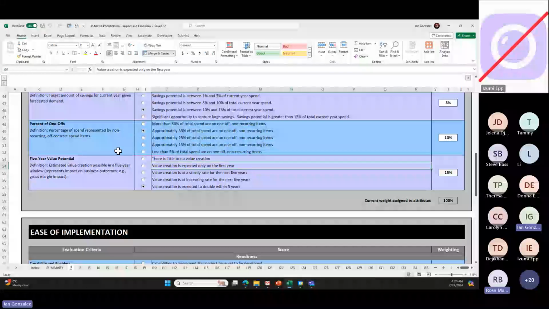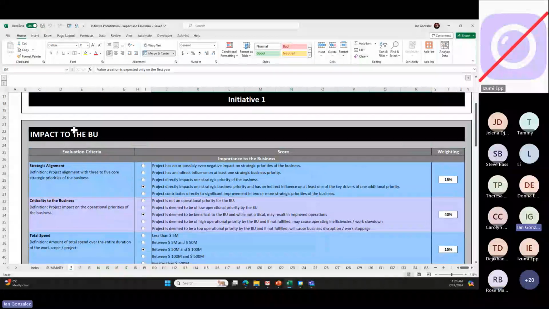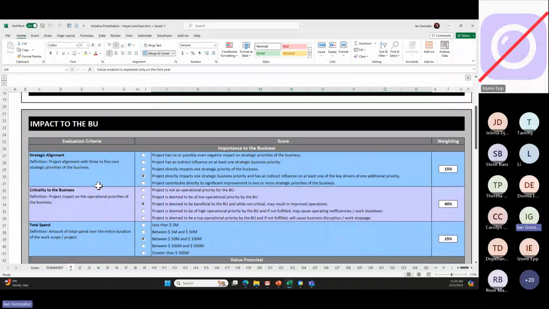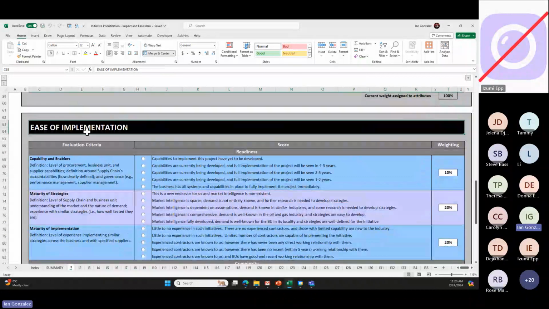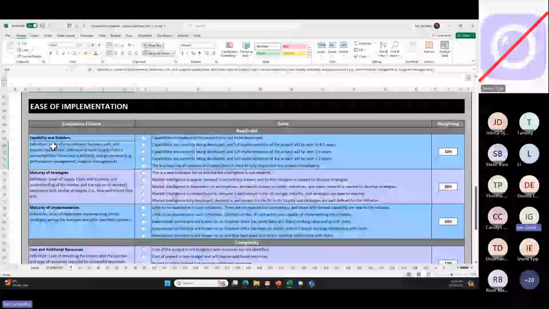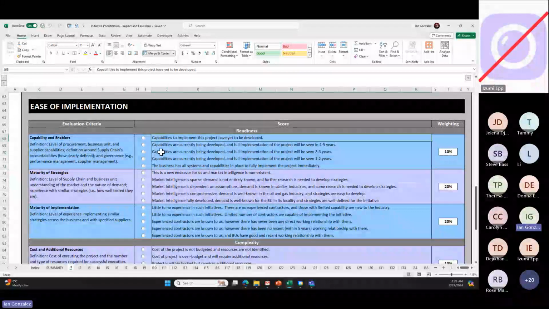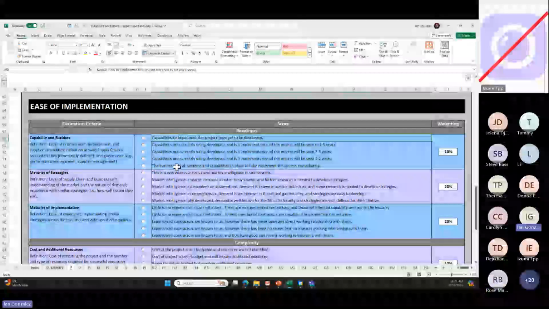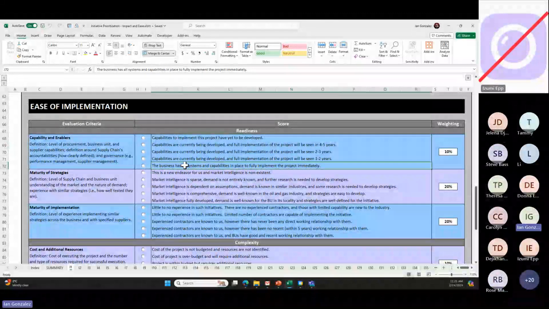Okay, so all those questions, that's part of the impact to the business units. The next questionnaire is of implementations. Capability enablers: the capabilities to implement this project have yet to be developed, or I don't have a team yet, or the business has all the systems and capabilities in place to fully implement the project immediately. Okay, let's click that one.